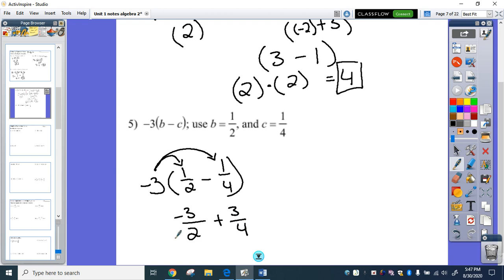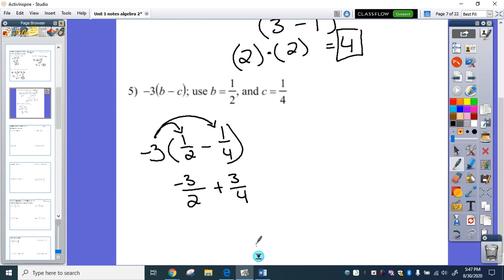to become 3 over 4. And then if you remember from your old math classes, what do you need to have in order to add fractions? You need common denominators. So I can multiply this 2 by 2 to make it into a 4. But if I multiply by 2 on the bottom, I need to multiply by 2 on the top. So I'm going to turn negative 3 halves into negative 6 fourths. And now add across the numerator. Negative 6 plus 3 is negative 3. The denominator does not get added. It stays the same. And you're all set.